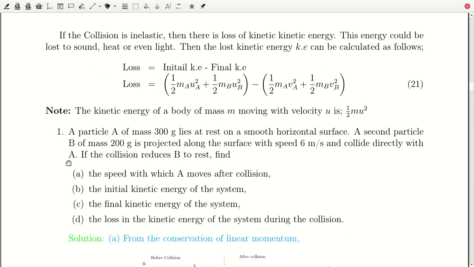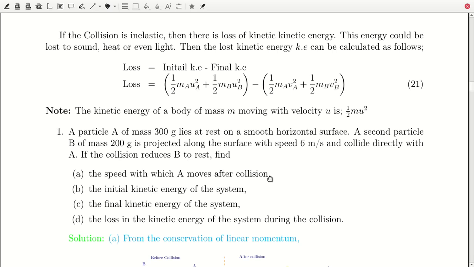So let us try out an example. They are saying a particle A of mass 300 grams lies at rest on a smooth horizontal surface. A second particle B of mass 200 grams is projected along the surface with 6 meters per second and collides directly with A. If the collision reduces B to rest, find the speed with which A moves after collision.